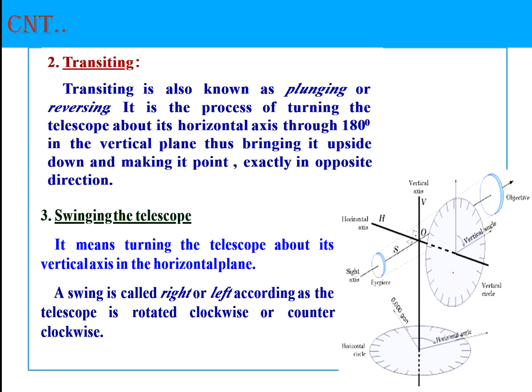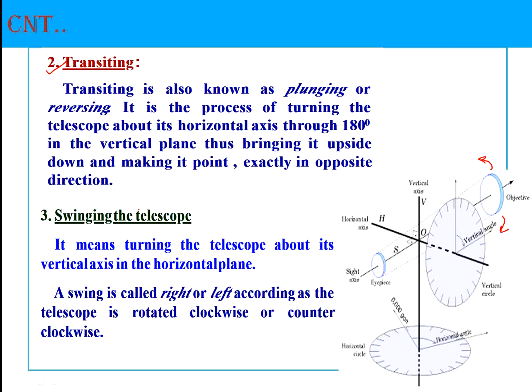Usually it is done using a plumb bob. Now coming to the second term, that is transiting. Transiting means plunging or reversing your telescope. This word we have discussed earlier. That means rotating your telescope in the vertical plane about the horizontal axis through 180 degrees, either upwards or downwards. Okay, you can rotate it 180 degrees, and that process is termed as transiting.